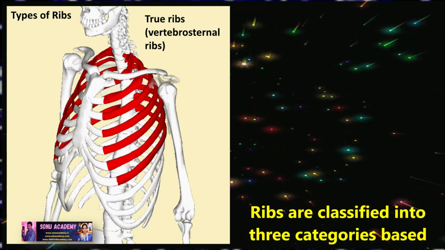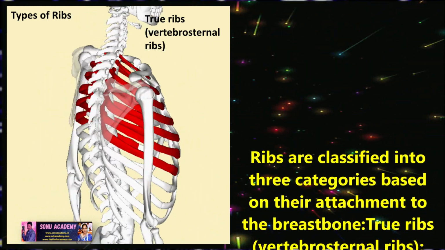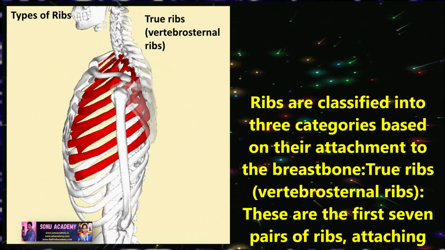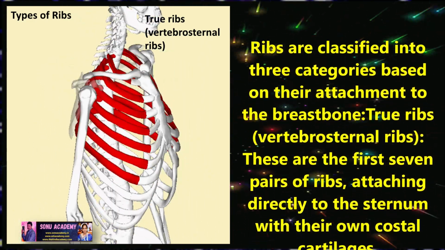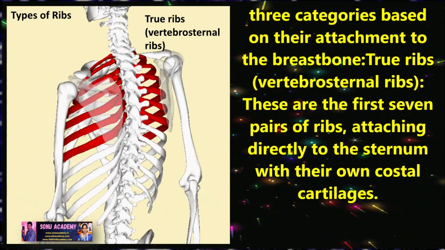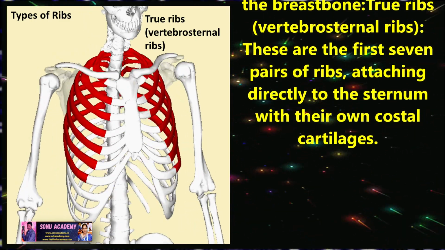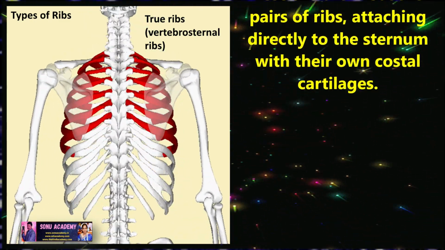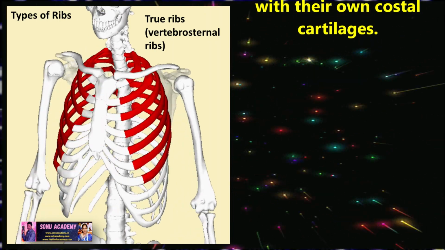Children, ribs are classified into 3 categories based on the attachment to the breastbone. First one is true ribs, which is also called vertebrosternal ribs. These are the first 7 pairs of ribs attaching directly to the sternum with their own costal cartilages.